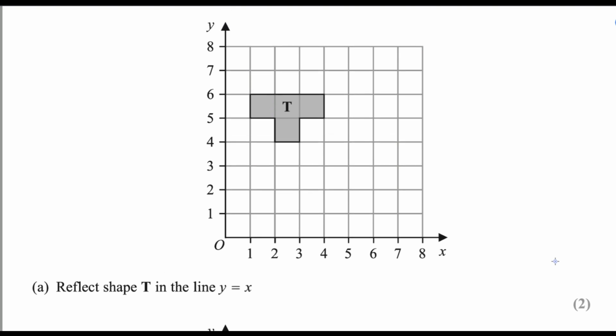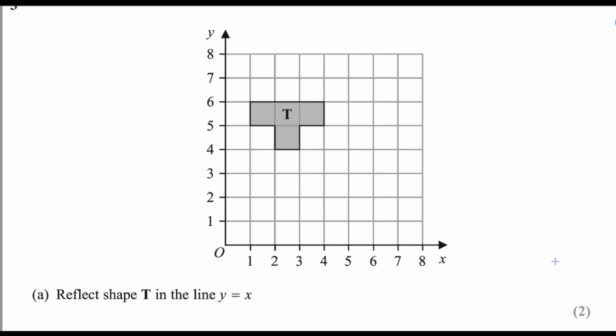Reflect shape T in the line y equals x. So the easiest way, you must draw this line y equals x. You know, y equals x always passes through the origin. It will be like 1 unit right and 1 unit up. It should pass through (1, 1), (2, 2), (3, 3).